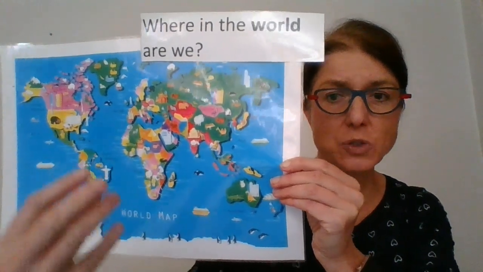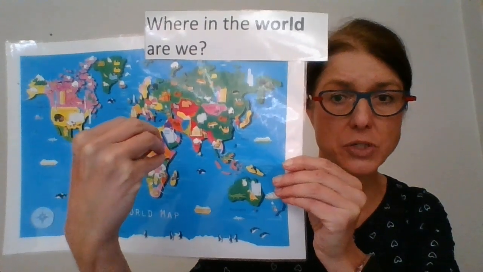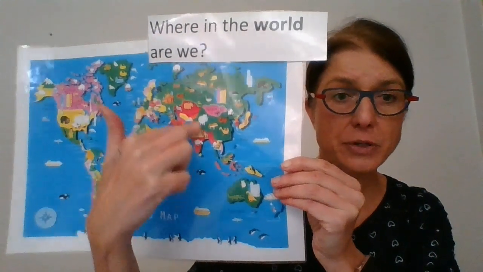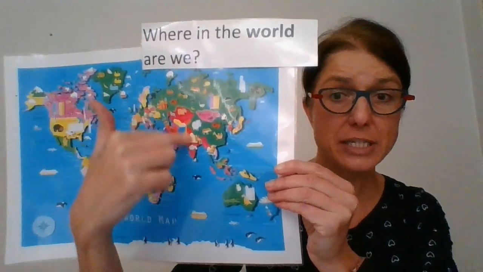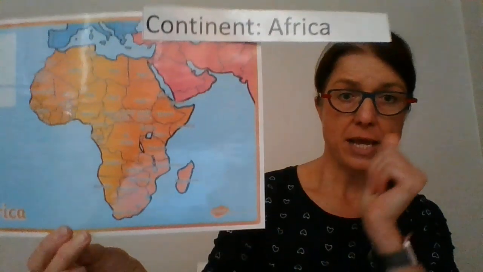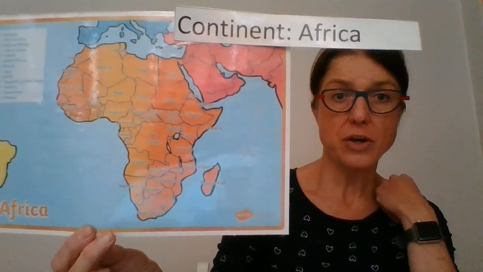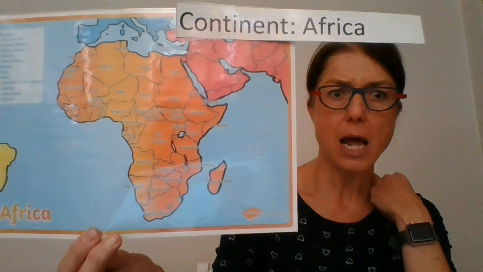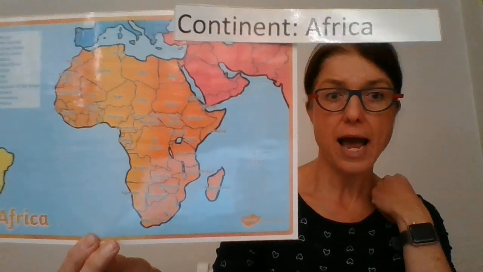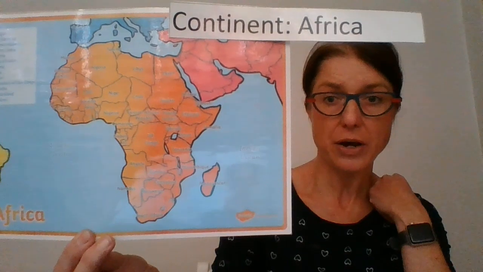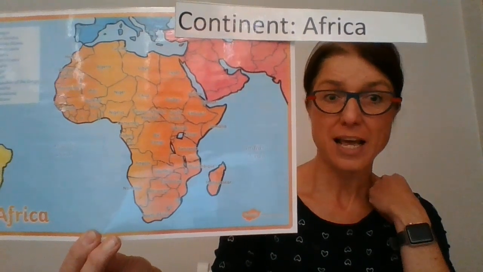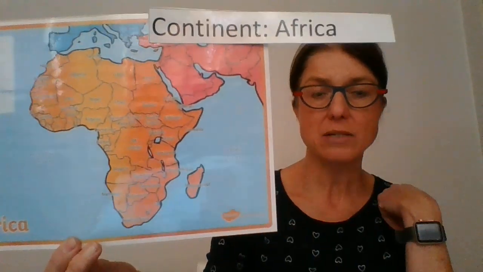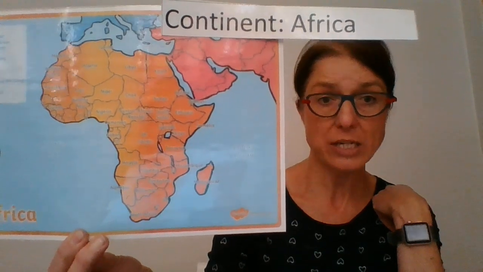But if I zoom in now because I am going to Africa, I'm only going to focus on this continent. So I'm going to come in a little bit smaller, and now I can see the continent of Africa. And a continent is a large mass of land. Africa is the 2nd largest continent. Now, Africa is made out of 54 countries.